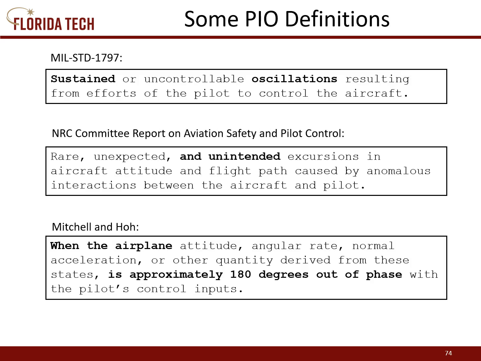Here are some definitions that we see from the MIL Standard 1797. PIO is sustained or uncontrollable oscillations resulting from efforts of the pilot to control the aircraft. The NRC Committee Report on Aviation Safety and Pilot Control defines it as rare, unexpected, and unintended excursions in aircraft attitude and flight path caused by anomalous interactions between the aircraft and the pilot. Dave Mitchell and Roger Hoh used the definition: when the airplane attitude, angular rate, normal acceleration, or other quantity derived from these states is approximately 180 degrees out of phase with the pilot's control inputs.